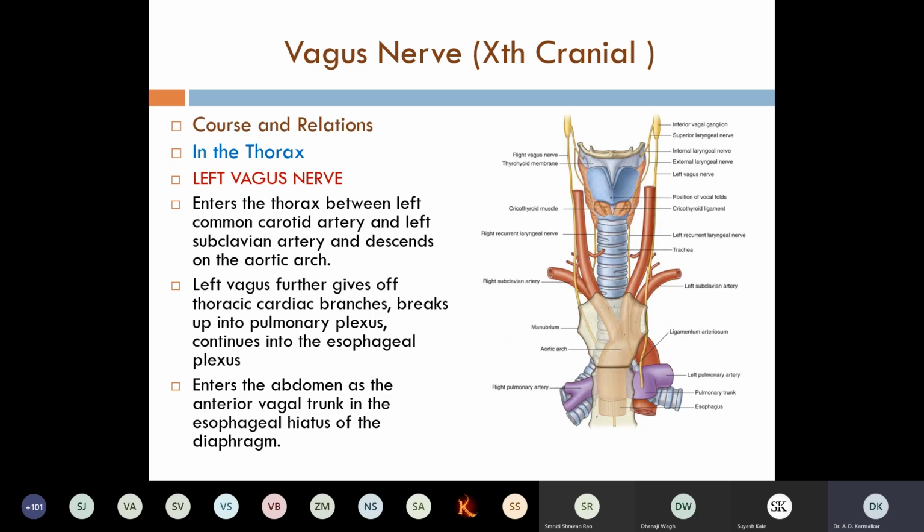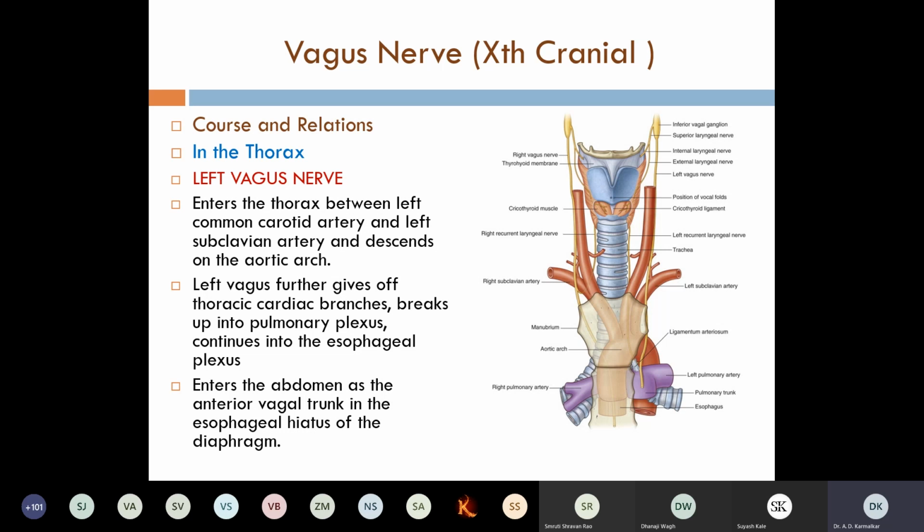The left vagus nerve, as I said, lies in between the left common carotid and left subclavian artery, and descends on the arch of the aorta. Further, like the right vagus, it forms the cardiac plexus, pulmonary plexus, and the esophageal plexus. One more point to remember here: now it will enter the abdomen. How? Likewise, the right vagus nerve forms the posterior vagal trunk, and the left is going to form the anterior vagal trunk. One of the MCQs that may be asked: the anterior vagal trunk is formed by the left vagus or the right vagus.